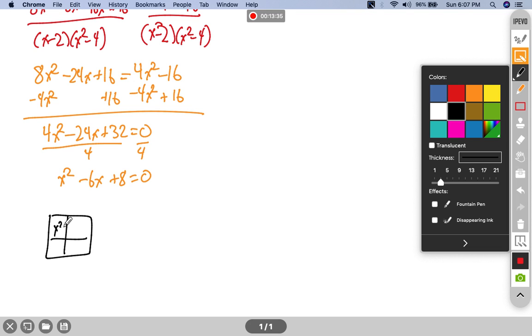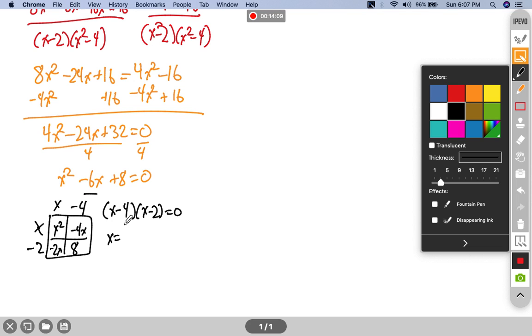If we have x squared here, we need x and x. We have 8 down here. This is negative, so these are both going to be negative numbers. For a negative times a negative to be positive, we're going to take a negative 4 and a negative 2. Negative 2 times negative 4 is positive 8, and negative 2x plus a negative 4x is giving me my negative 6x. So that works. (x minus 4)(x minus 2) equals 0.